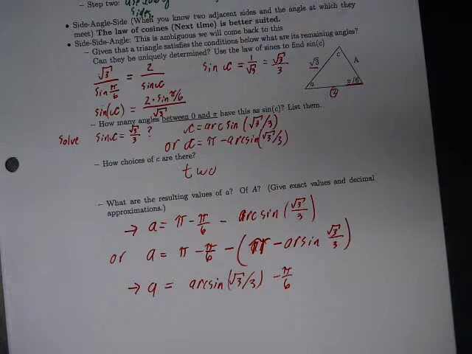Let's take a moment and determine if they're both valid options by getting decimal approximations. So pi minus pi over 6, that's 5 pi over 6, even if it's not written, we know that. 5 pi over 6 minus the inverse sine of the square root of 3 divided by 3.